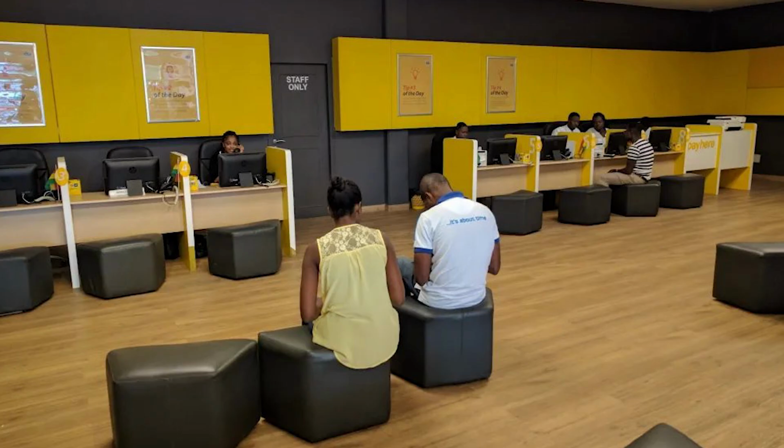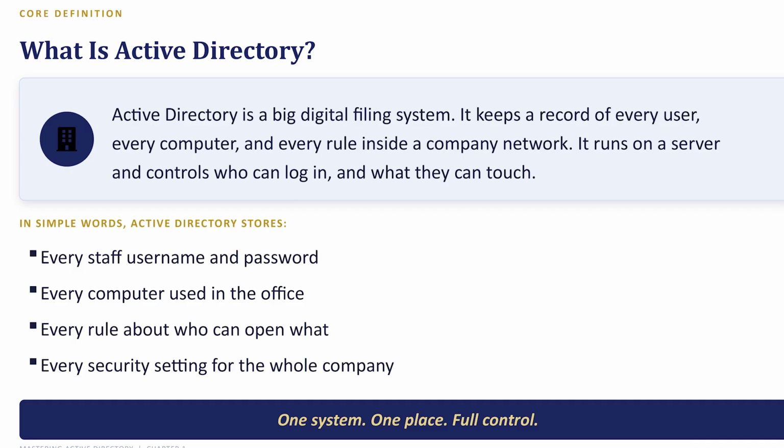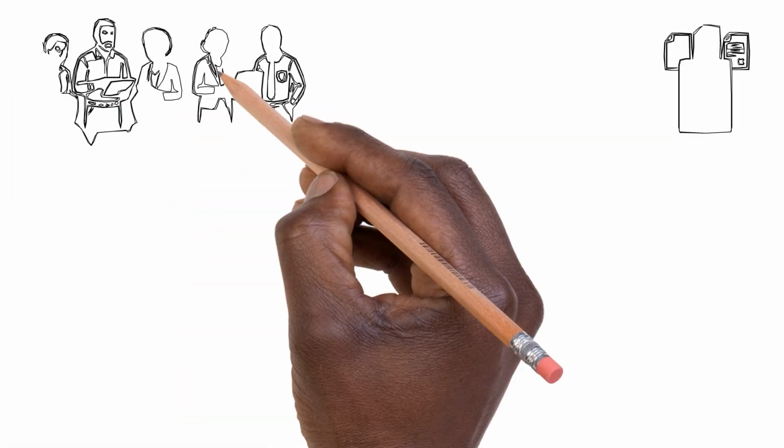Okay, if every computer independently managed every employee's identity and every security setting, administration would become extremely difficult. But with centralized directory services, administrators can manage identities, computers, groups, and policies much more systematically. And this is where the phrase at the bottom becomes important. One system, one place, full control.